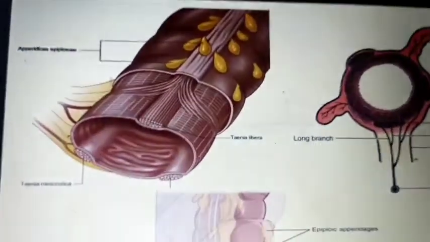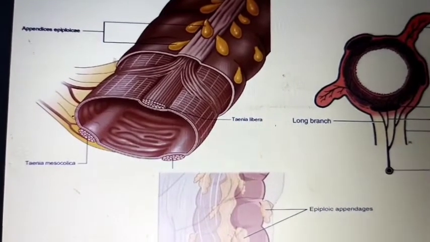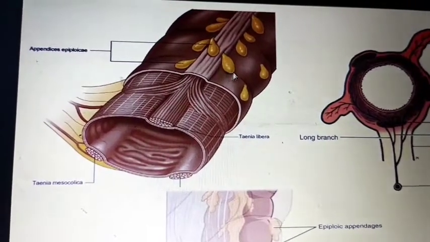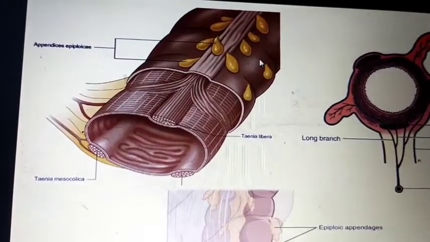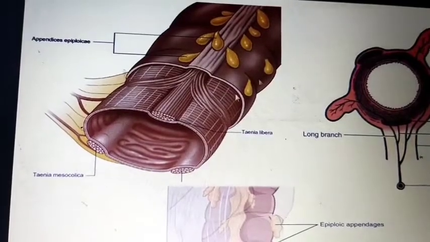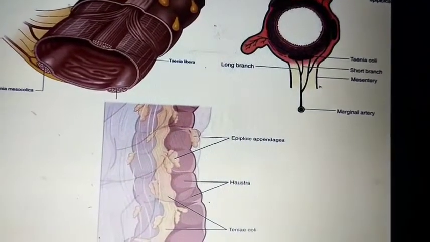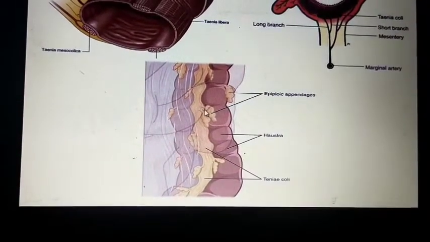You can see here, these are pouch-like structures of peritoneum that are filled with fat. They are called appendices epiploicae. They are mainly present in the transverse colon and sigmoid colon, but they are absent in the rectum. You can see here that it also has a blood supply. Like that these are present.